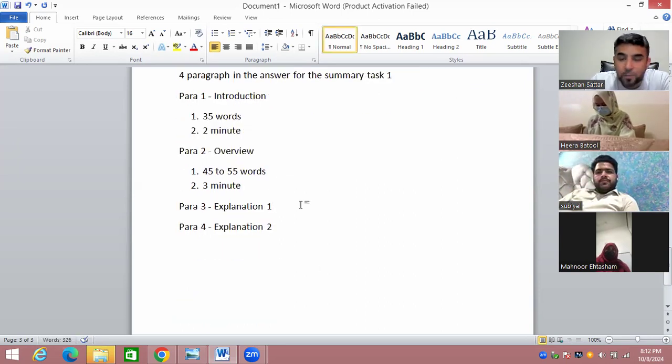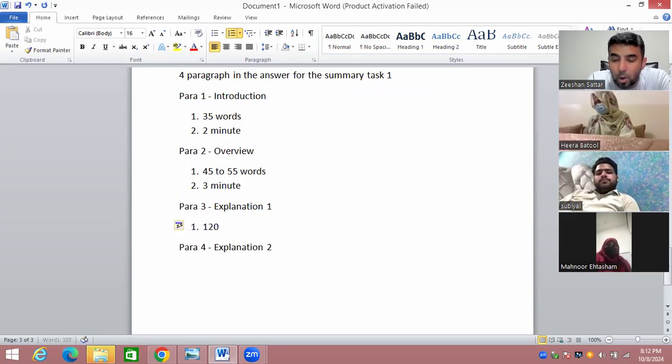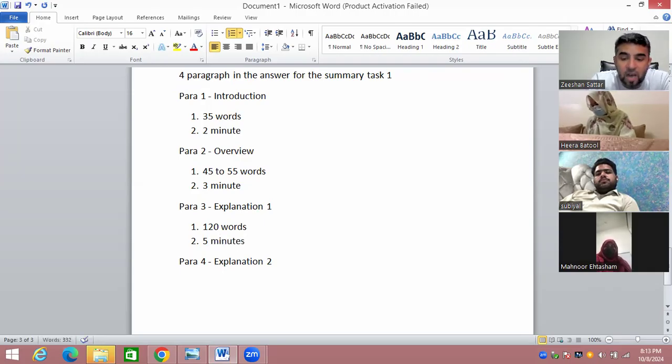Explanation 1 will be having about 120 words in our answer, and we will spend 5 minutes here on writing this paragraph. Explanation 2 will be at about 80 words. I'm sorry, this is paragraph number 1 of summary, it will be at about 100 words.